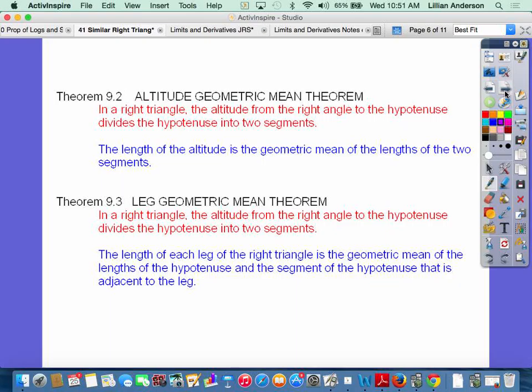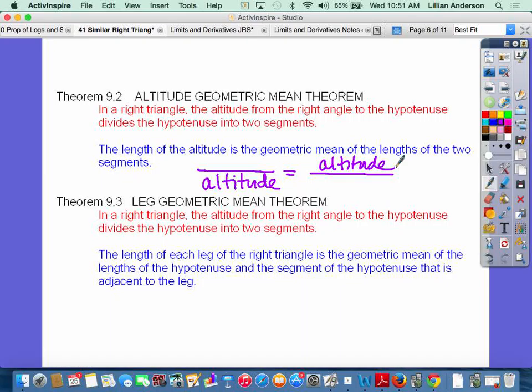So, if the altitude is the geometric mean, that means that whatever the hypotenuse is, whether it's an actual length or if it's a variable, then that means when you set up your proportion, the length of the altitude is going to go at the bottom on one side and the top on the other.